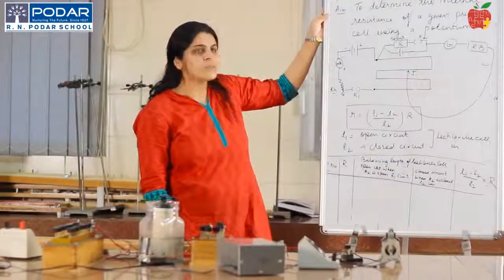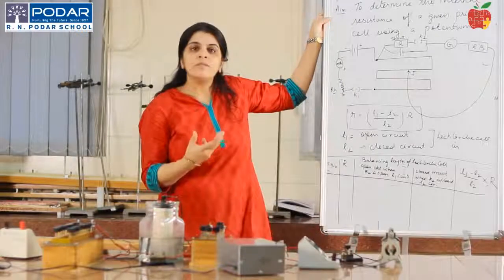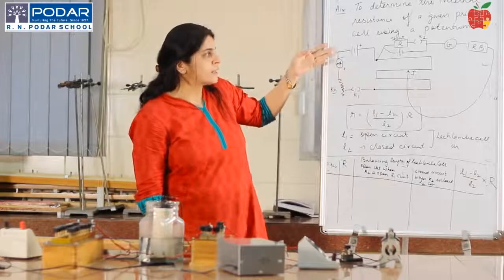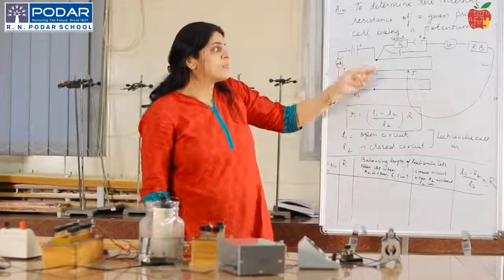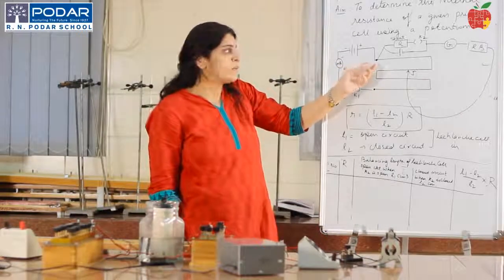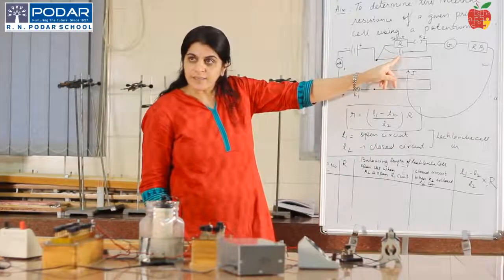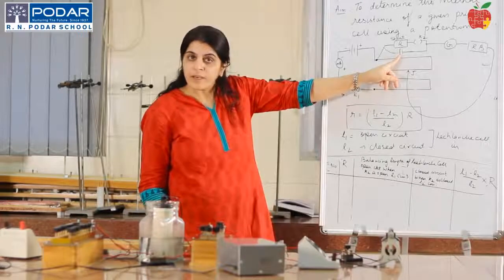Our next experiment is to determine the internal resistance of the cell, that is a Leclanché cell, using a potentiometer. You see here the circuit diagram. The only difference here, as we had done for comparing EMF, is that here we are using only one cell, that is the Leclanché cell, whose internal resistance we have to find.